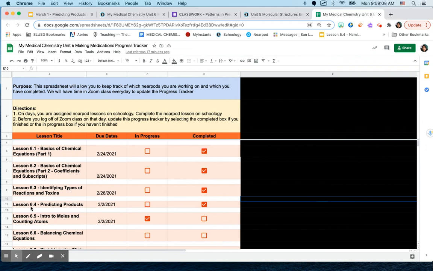For Nearpod lessons 6.4 and 6.5, this is our homework for today, due tomorrow at the last 10 minutes of class at the latest. Most people were able to finish 6.4 in Zoom class, so for their homework, they only needed to finish Nearpod lesson 6.5. Right. And once you update the spreadsheet, that's pretty much it for today, and you can go ahead and enjoy your day.